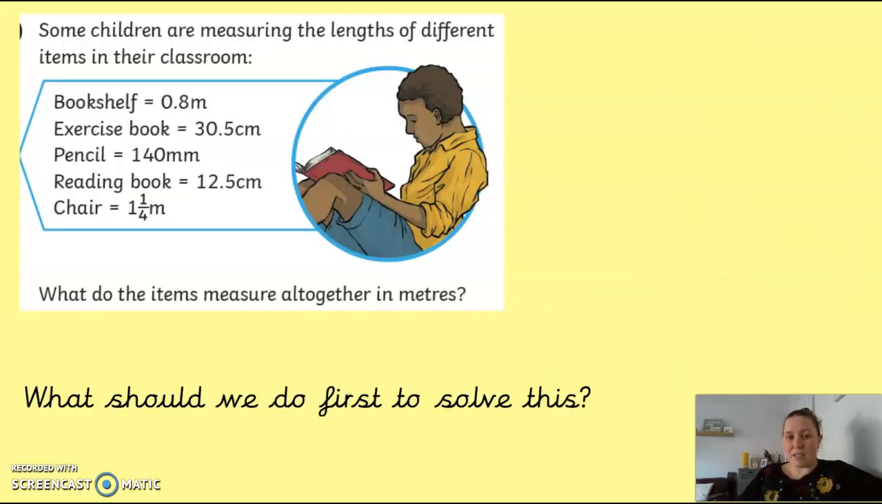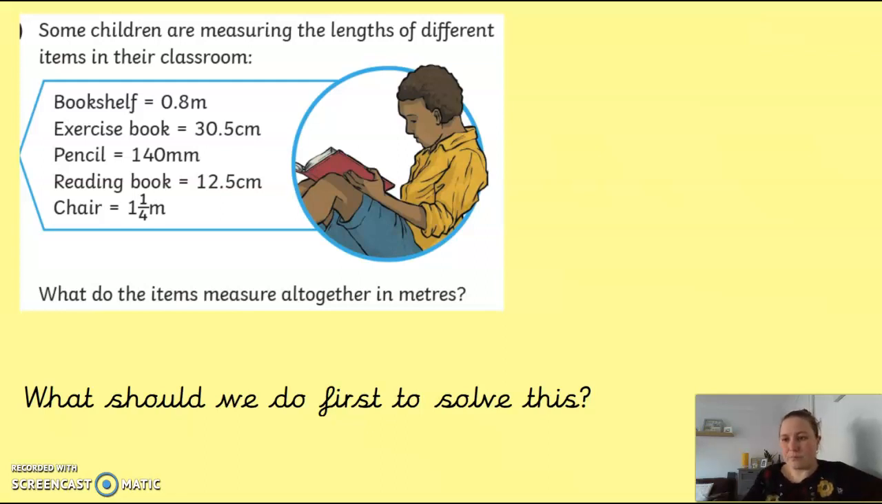Let's have a look at some of the kinds of problems you're going to face today. I'm going to read this one to you, and then we're going to decide what we should do first in order to solve it. So some children are measuring the lengths of different items in the classroom. A bookshelf is 0.8 metres, exercise book is 30.5 centimetres, a pencil is 140 millimetres, the reading book is 12.5 centimetres, and the chair is 1¼ metres. What do the items measure altogether in metres?